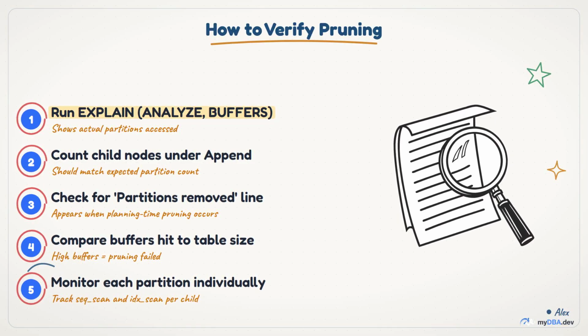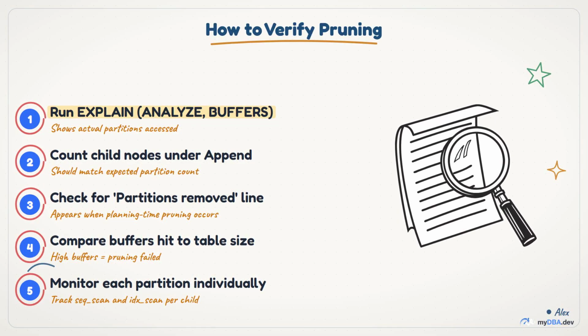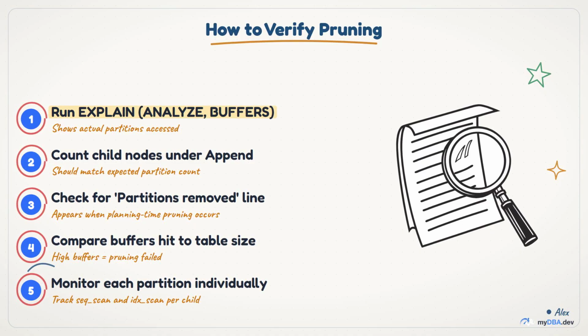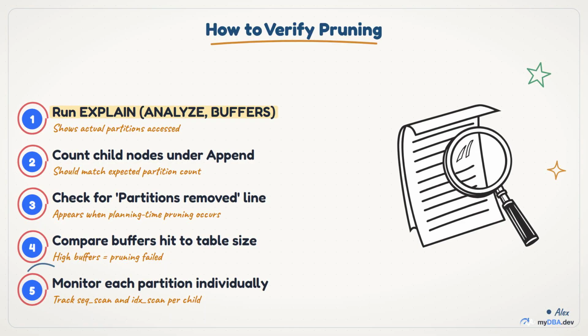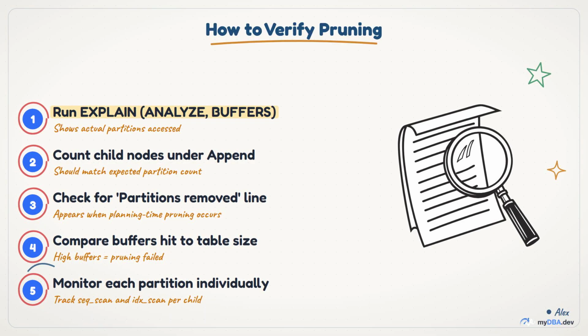The partitions removed line tells you planning time pruning happened. Buffers hit is another clue. If you scanned 10,000 buffers, but the partition you care about is only 100 blocks, you hit other partitions too.